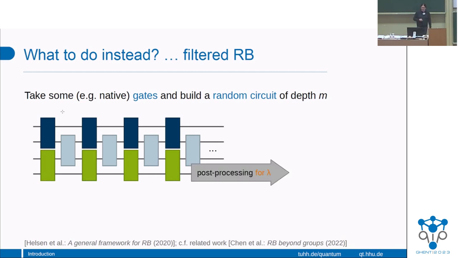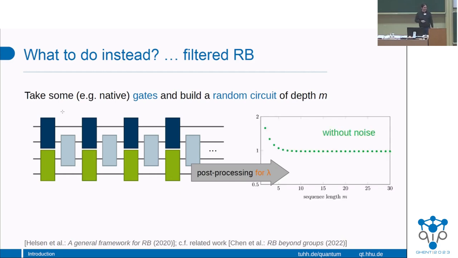And from the data that you obtain in the basis measurement, you do a classical post-processing. And here the post-processing will depend on a parameter that we call lambda, and I will talk about this in a second. And what you would get then is again a signal, depending on the length of the sequence, or the number of layers if you like. And without noise, nothing spectacular is happening. So after a short while, you will see a constant signal.